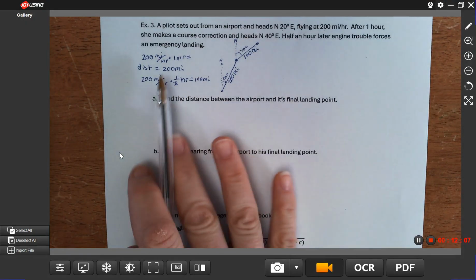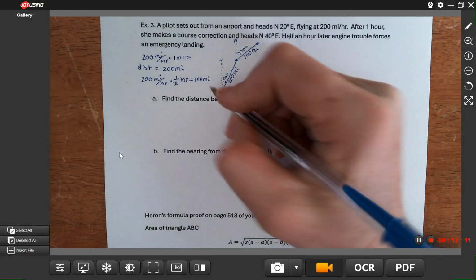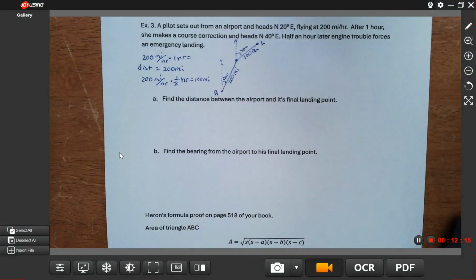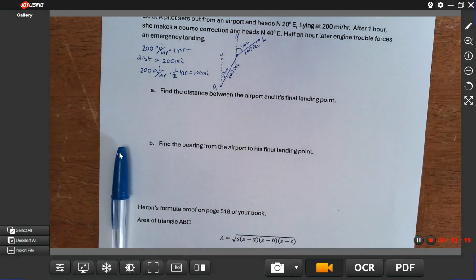All right, so we got the diagram. The question is, find the distance between the airport where she started, and I'll say this is L, the landing point. So I'm going to draw that in a different color.